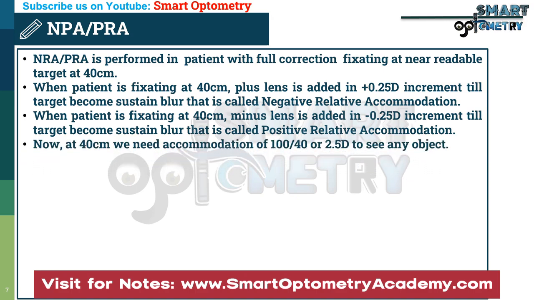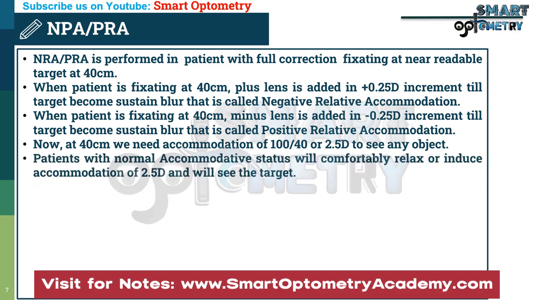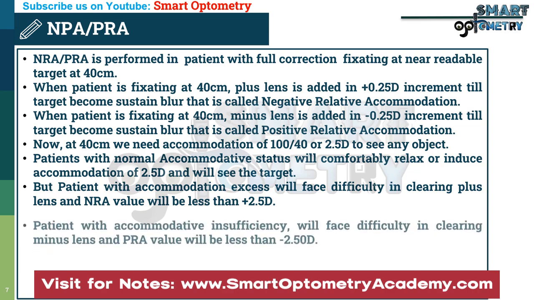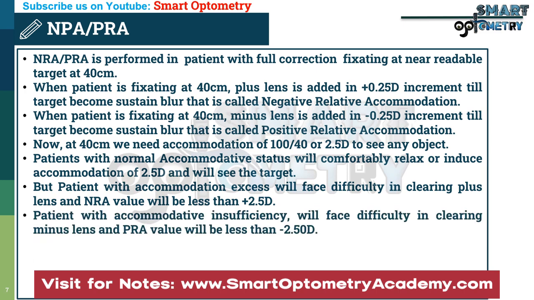Now at 40 cm, we need accommodation of 100 divided by 40, or 2.5 diopter, to see any object. Patients with normal accommodative status will comfortably relax or induce accommodation of 2.5 diopter and will see the target clearly. But patients with accommodation excess will face difficulty in clearing plus lens, and NRA value will be less than 2.5 diopter. And patients with accommodative insufficiency will face difficulty in clearing minus lens, and PRA value will be less than 2.5 diopter.